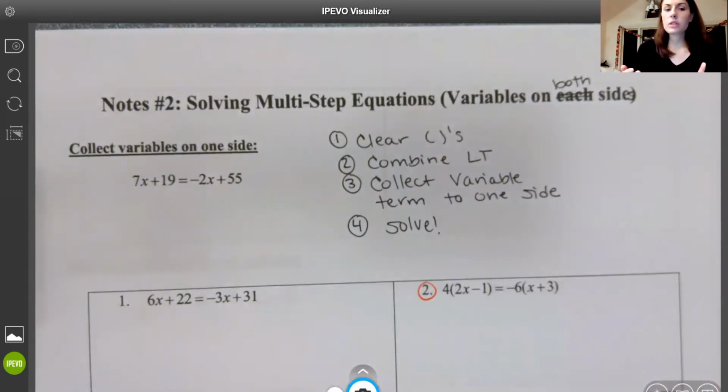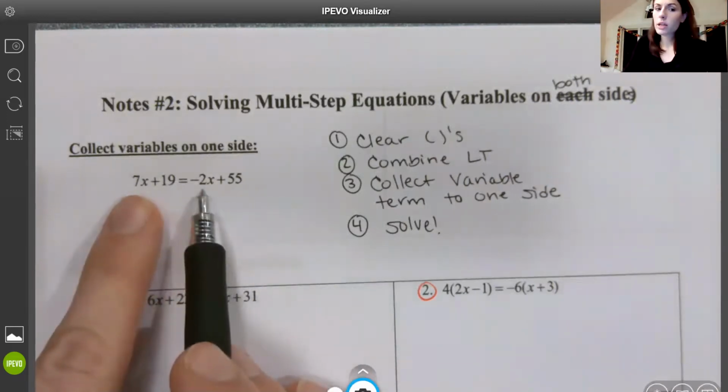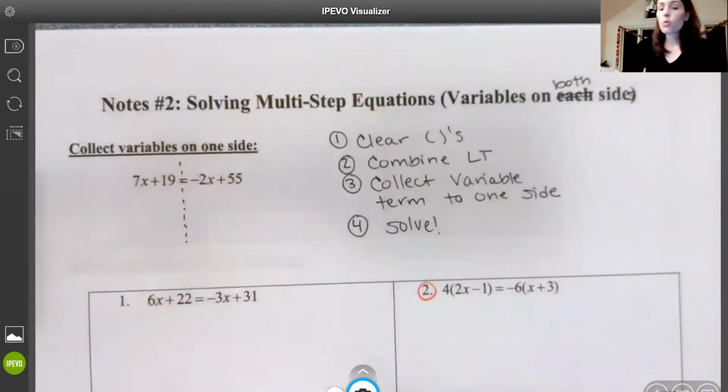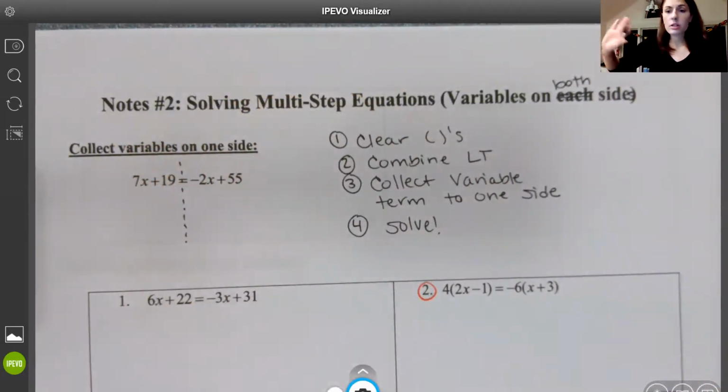So if we look at this first example, there's no parentheses to clear, so we're good there. There are no like terms that are living on the same side of the equal sign. So like, yeah, there's two x's and yeah, there's two constant terms, but this equal sign is like a wall. So I can't combine things that are in totally different rooms, right? Totally opposite sides of the equal sign. So I don't have like terms that are on the same side of the equal sign.